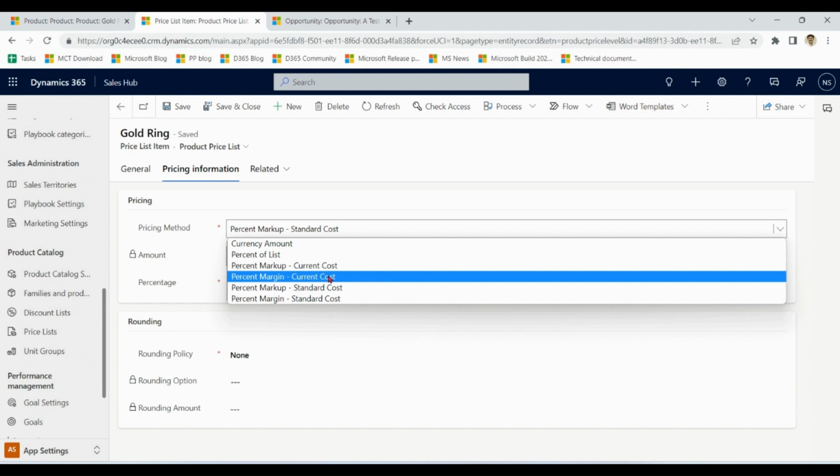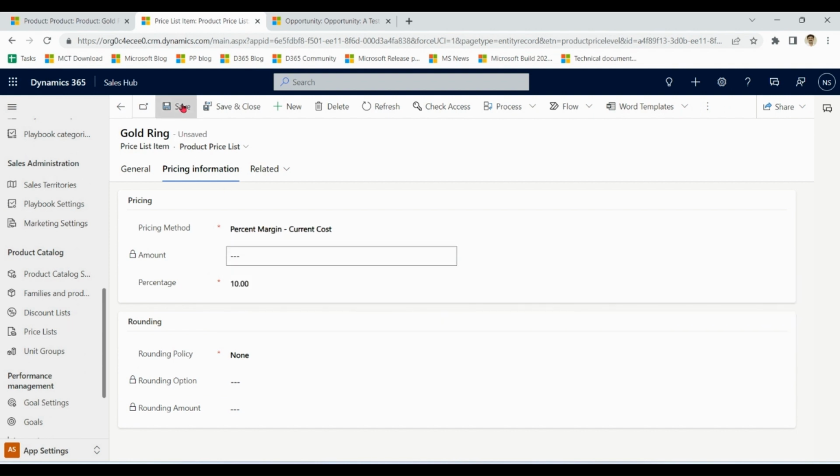Percent margin and current cost is coming 13.33. How come? 10% of 13.33 is 1.33. So 13.33 minus 1.33 is equal to 12.